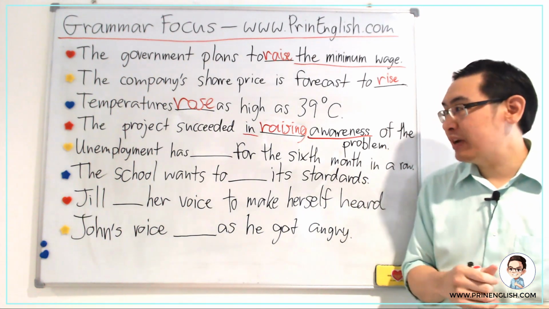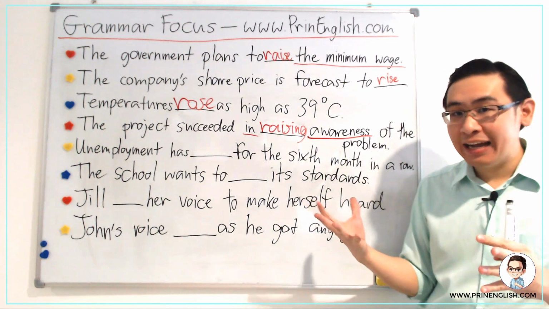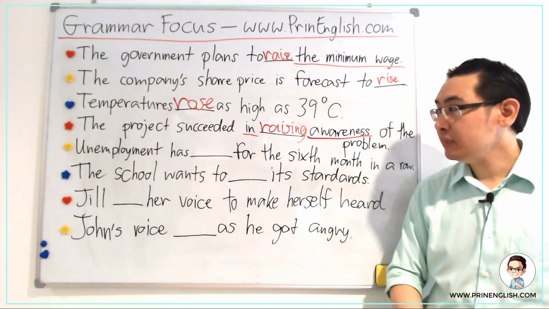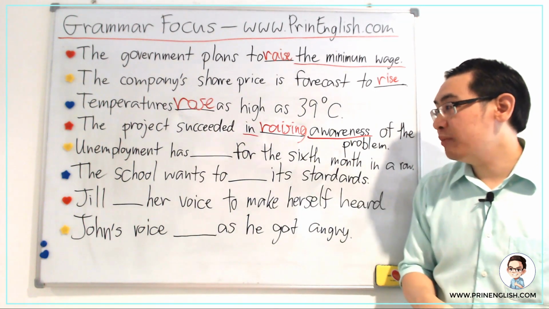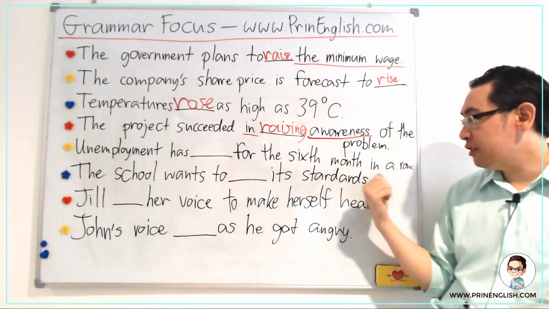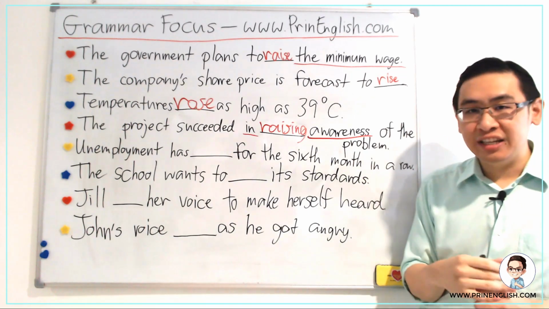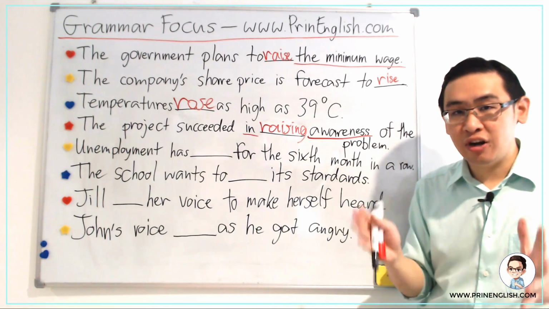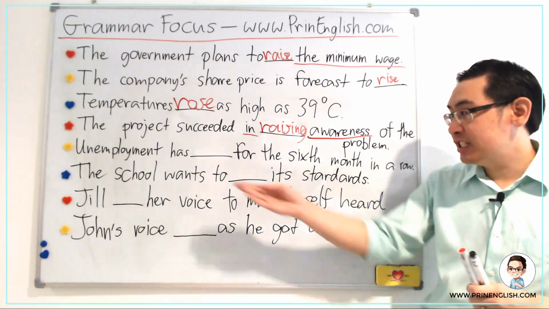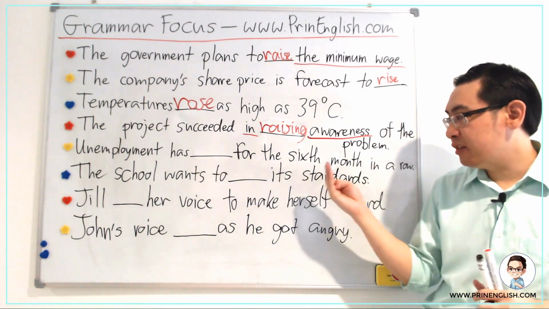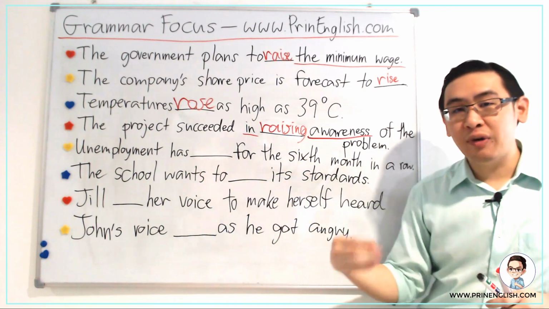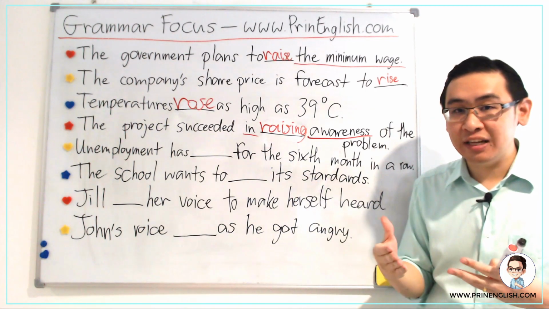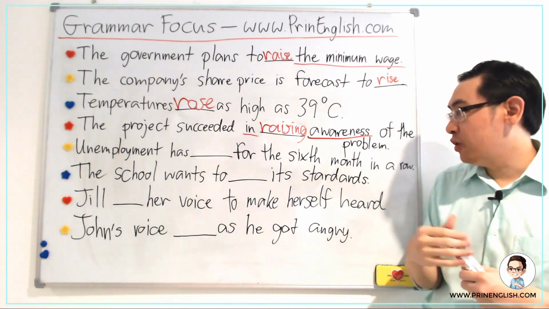So this sentence says a project succeeded in increasing awareness of the problem. And for the fifth sentence, unemployment has something for the sixth month in a row. So the sentence is trying to tell us that unemployment, which is to state that people do not have jobs, right, has something for the sixth month in a row. So we have to choose between rise or raise, which means unemployment, the state of having no jobs, has been increasing for 6 months already.